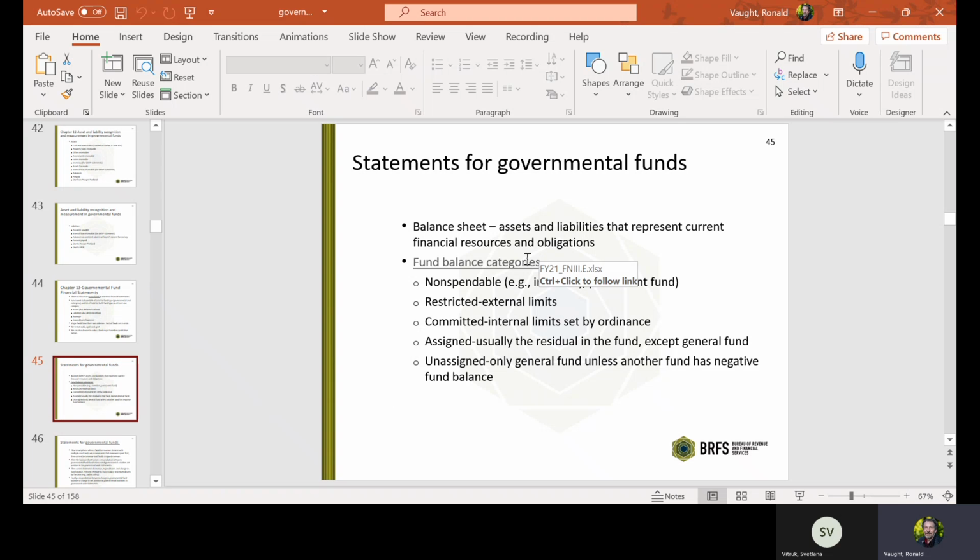So statements on governmental funds, we've got a balance sheet: assets and liabilities that represent current financial resources and obligations. Fund balance has to be broken down by non-spendable, which is our inventory. And then for permanent fund, the permanent fund is where somebody gives us money and says you can't spend this, but you can spend the interest you earn on it. So the corpus, that original amount they gave us, is non-spendable.